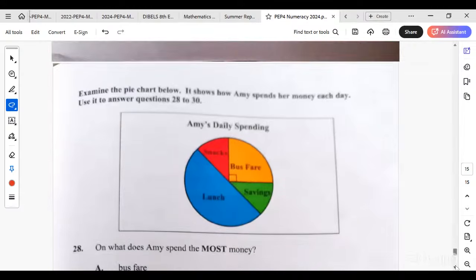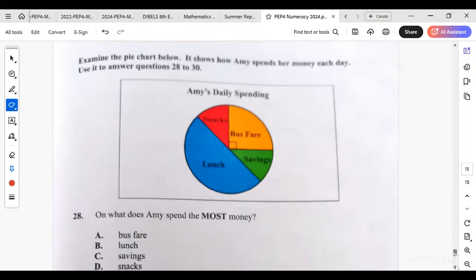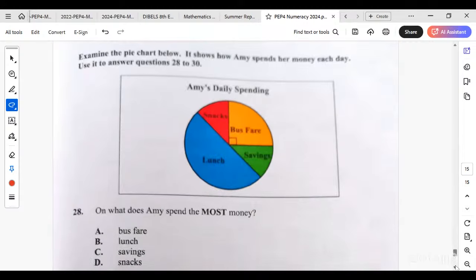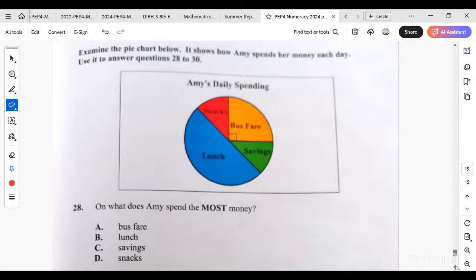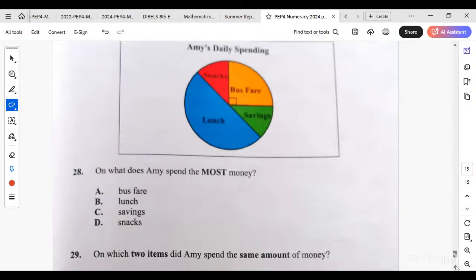All right, examine the pie chart below. It shows how Amy spends her money each day. Use it to answer questions 28 to 30. Amy's daily spending. All right, in the red it says snacks. In the yellow or orange it says bus fare, green for savings, and blue for lunch. On what does Amy spend the most money? That blue section would show the largest share, and that would be lunch. So she spent most money on lunch. The correct answer is B.